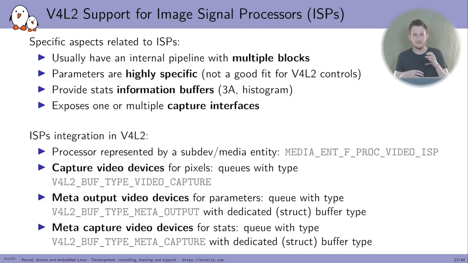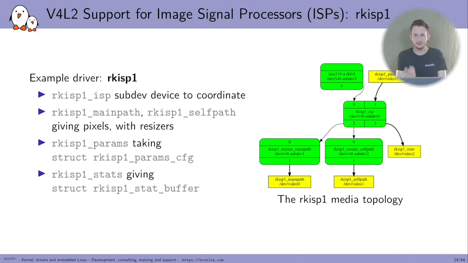It will be a meta output queue for the parameters, and you get something quite similar for the statistics that is provided by the ISP, especially to the 3A algorithms. So in this case, we have a meta capture queue, where we will get a specific type of data structures that represents the statistics that were gathered by the ISP. So typically, with those different video devices, we are able to represent the specific parameters of the ISP, the specific statistics of the ISP, and then we have the capture interfaces and a subdev in the middle, which kind of coordinates everything.